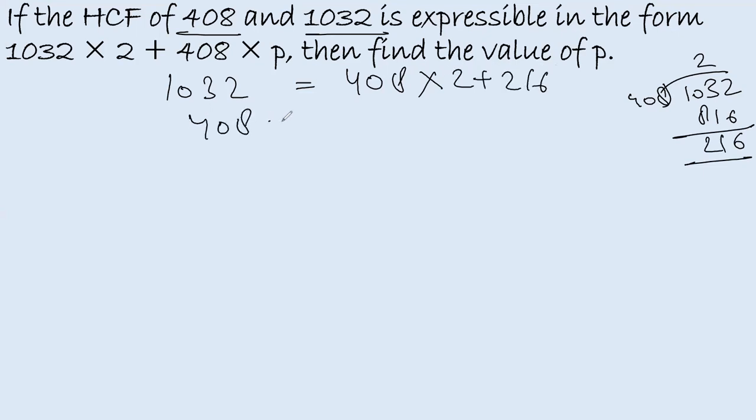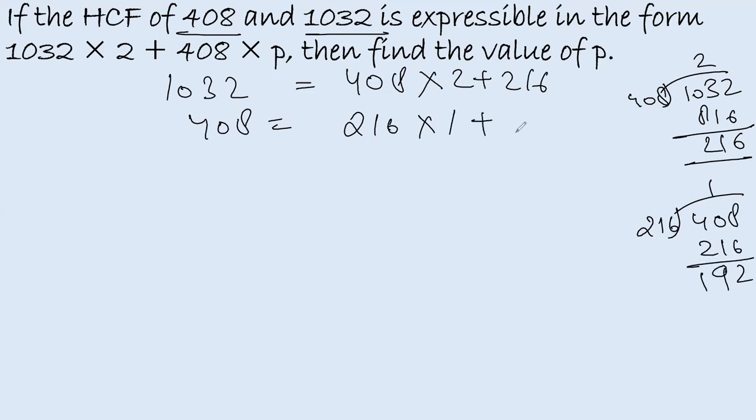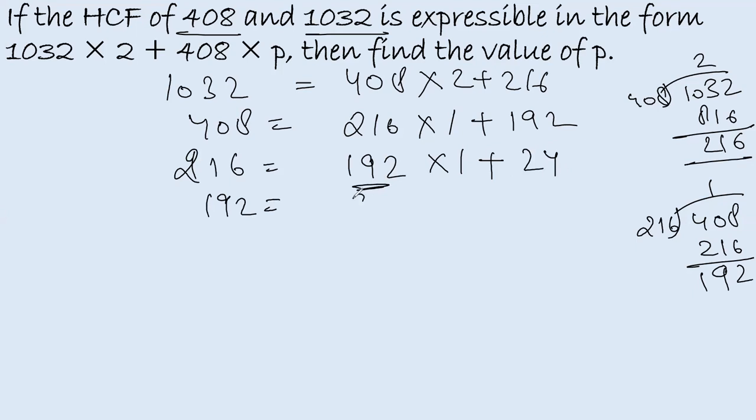So remainder is not 0. So again repeat the process. 408 divided by 216, the remainder is 192. So again do the same process. 216 divided by 192, multiply 1, and the remainder is 24. Again repeat the same process. 192 will become the dividend, and 24 will become the divisor, and 24 8 times is 192, and the remainder is 0. So the divisor is the HCF.